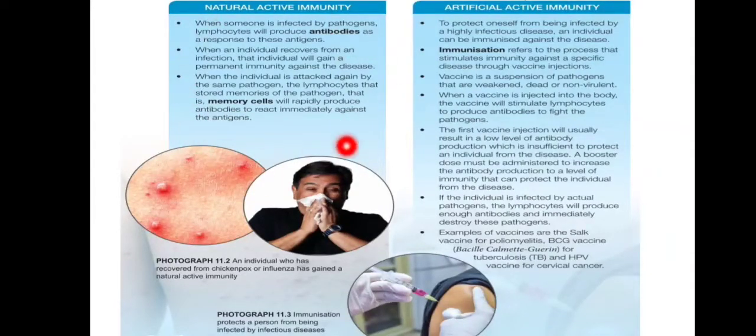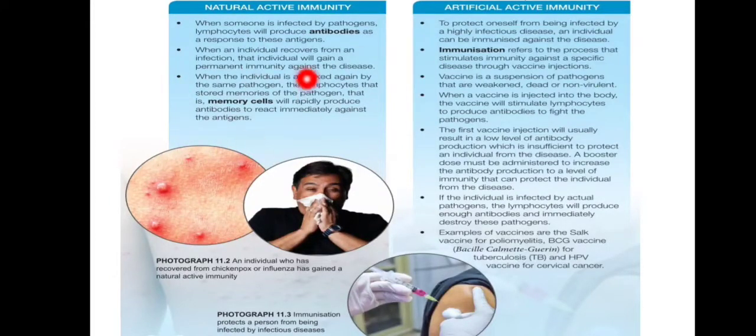So ini adalah natural active immunity. Kita diserang ataupun infected by pathogen. So kita punya lymphocyte produce antibody. Kita sendiri yang produce antibody apabila kita infected by pathogen. So kita akan immune terhadap disease tersebut. So bila second time we are attacked again by the same pathogen, itu yang gunanya memory cell tadi. The memory cell dia akan rapidly produce antibodies untuk against the antigen.